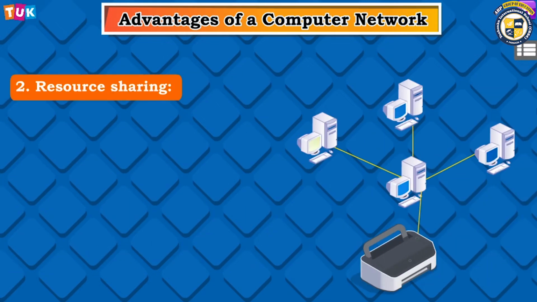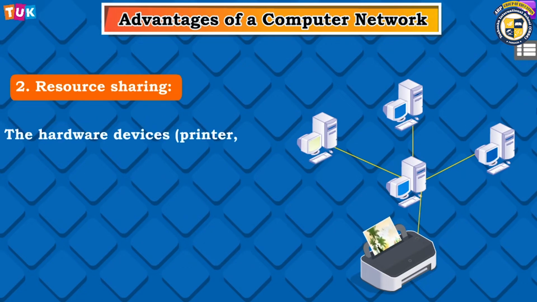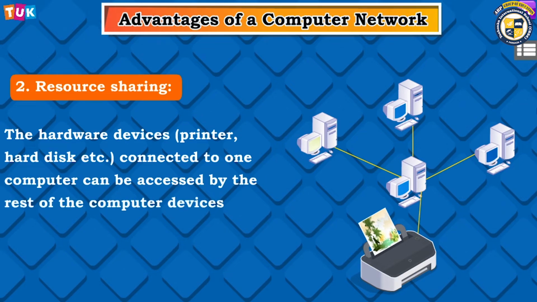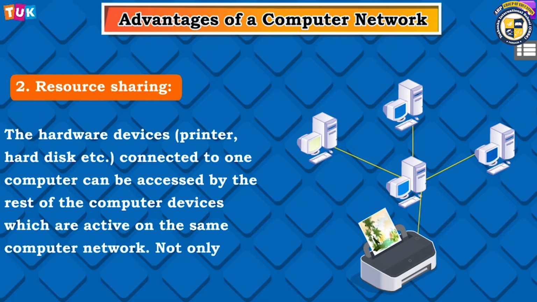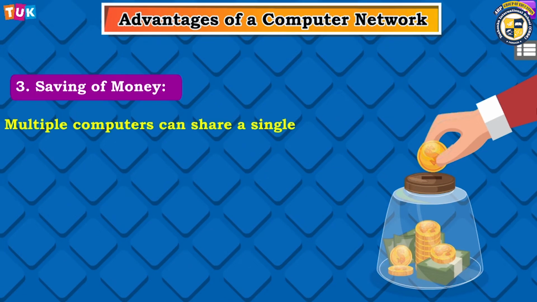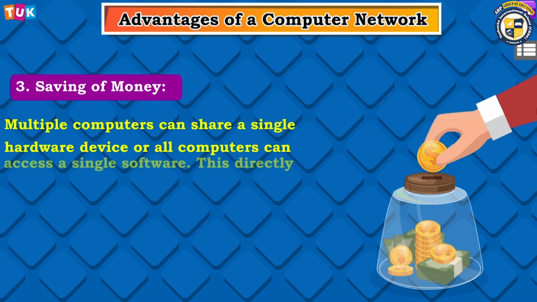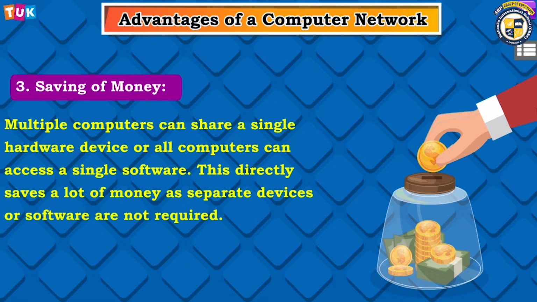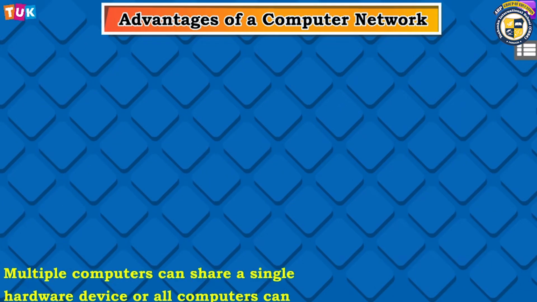Resource sharing. The hardware devices, printer, hard disk, etc. connected to one computer can be accessed by the rest of the computer devices which are active on the same computer network. Not only this, you can share software too. Saving of money. Multiple computers can share a single hardware device or all computers can access a single software. This directly saves a lot of money as separate devices or software are not required.